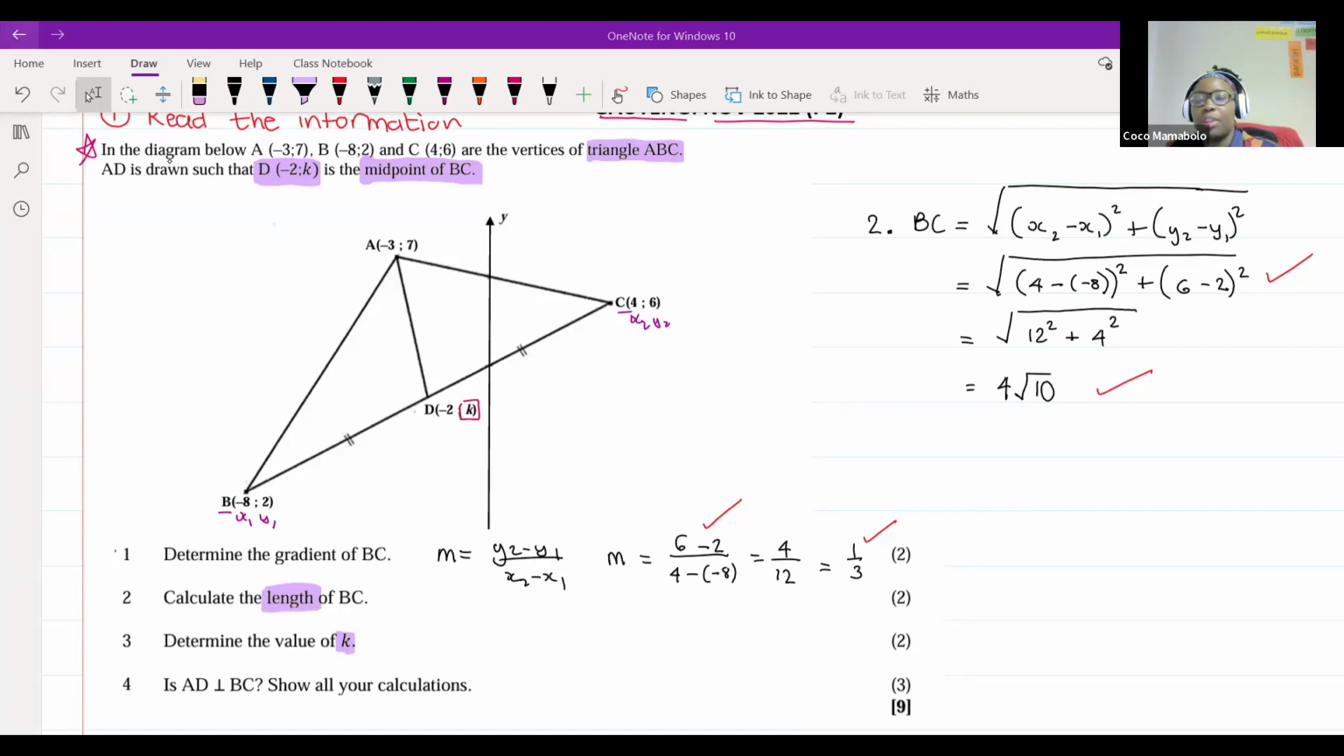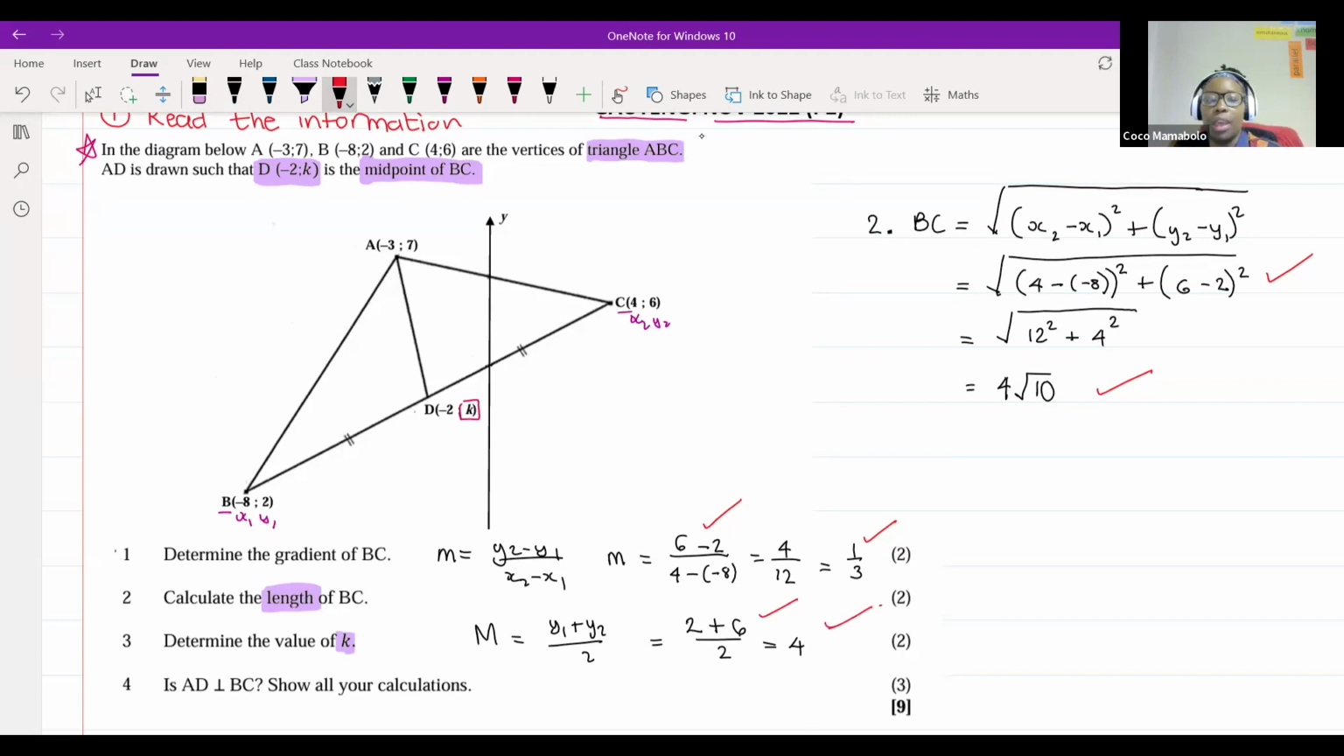All right. If we determine the value of k, k is just the y values of my graph, and I know of my midpoint. So I know that the midpoint is going to be y1 plus y2 divided by 2. And that's going to equal y1, which is 2, plus y2, which is 6, divided by 2. Okay. And 2 plus 6, that's 8, divided by 2 is equal to 4. So again, 2 marks, 1 for substituting and 1 for the final answer. That's all you're going to get.